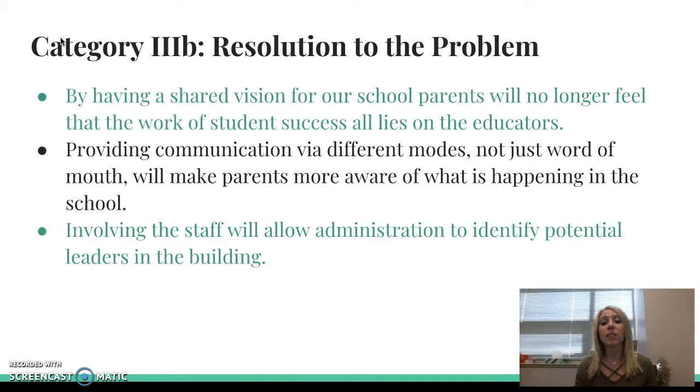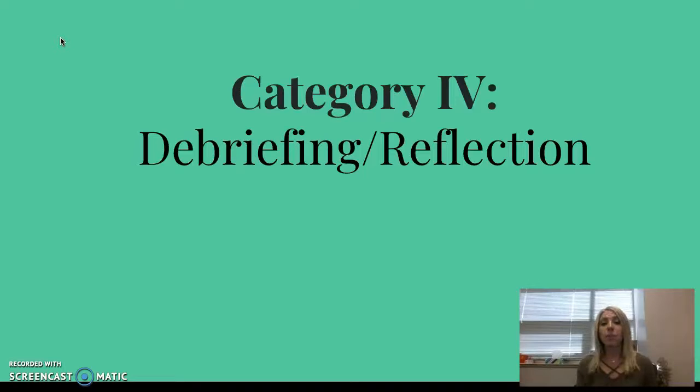communication via these different outlets, not just the word of mouth, it will make parents more aware of what is happening in the school. Knowledge is power. They're going to feel, once they're more aware of what's happening, they're going to be more comfortable in being involved. And involving the staff will allow administration to identify potential leaders in the building who are willing to step up and help create this relationship.